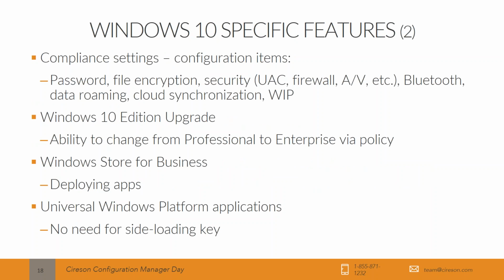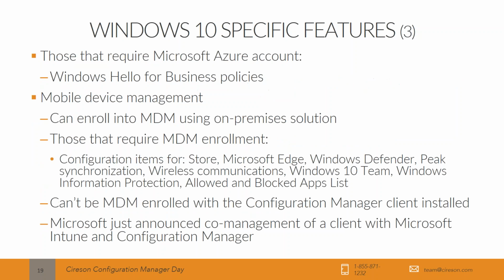A bunch of compliance settings, whether you want to implement password settings or file protection, encryption, sorry, different security settings, enabling or disabling Bluetooth, Windows information protection. You can do Windows 10 Edition upgrades. So if you deployed or have Windows 10 professional environments, you can upgrade them to or convert them to enterprise just via policy. You can use Windows Store for Business to deploy software. And there's something called Universal Windows Platforms applications. So no need for sideloading keys with those.